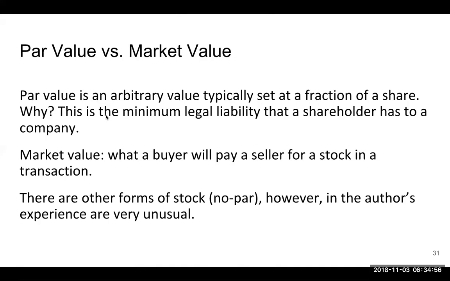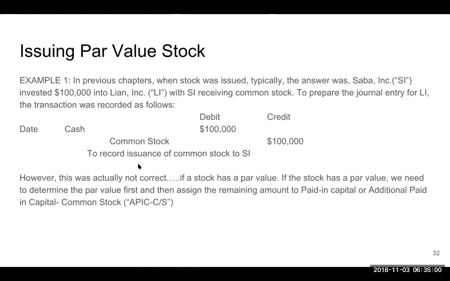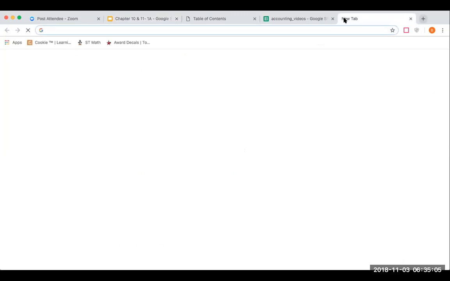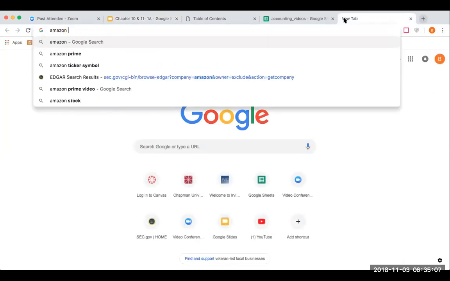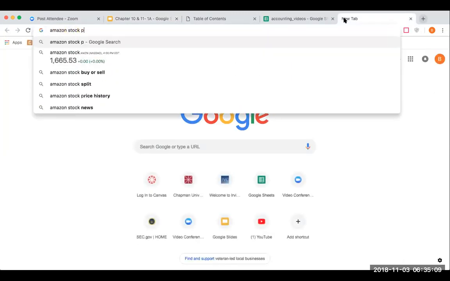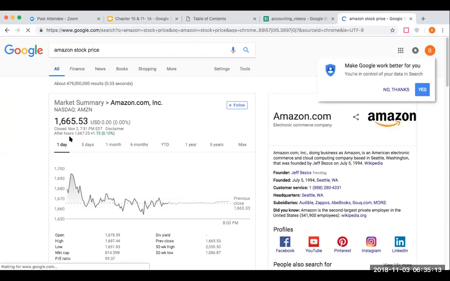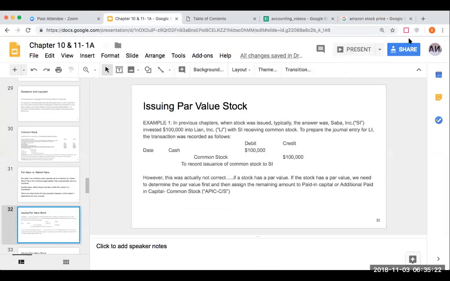And if I look here, let's go back. So what is market value? If I type in Amazon stock price, I see right here, this is talking about market value. So this is the market closing price here for Amazon. That's what market value refers to. Okay.